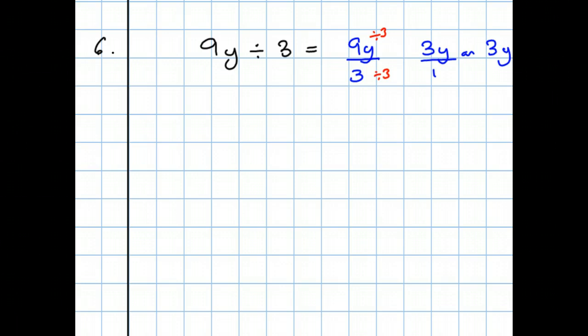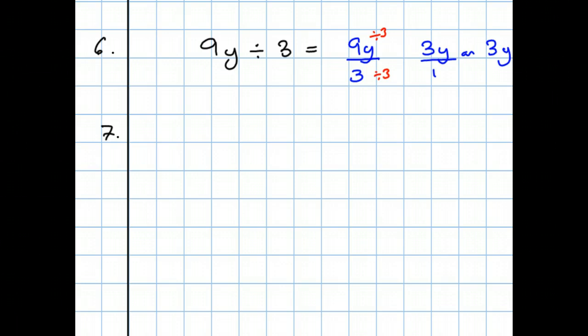Question 6. 9y divided by 3. So we write it as a fraction first, 9y over 3. Probably worth a mark, or possibly worth a mark in GCSE. What's the highest common factor? Well, the highest common factor is 3. 9 divided by 3 is 3, so 9y divided by 3 is 3y over 1, and anything over 1 is 3y. Now we can take that one stage further.